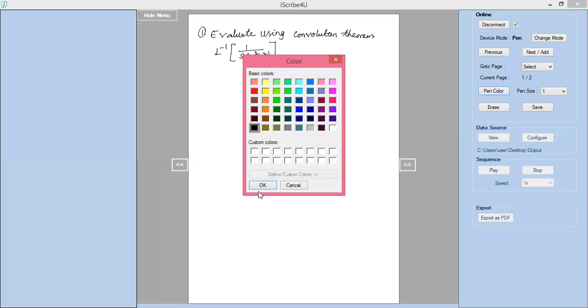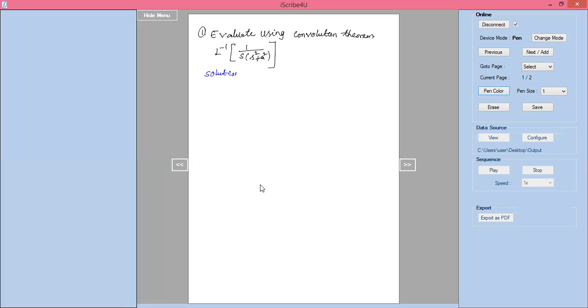We have to see. Now, the solution. Given, using the convolution theorem, 1 divided by s into s square plus a square. First I take 1 divided by s into s square plus a square. I will write 1 by s into 1 divided by s square plus a square. Here I am expressing it as a product of two functions. One function I write as f bar of s equals 1 by s, and g bar of s equals 1 divided by s square plus a square.